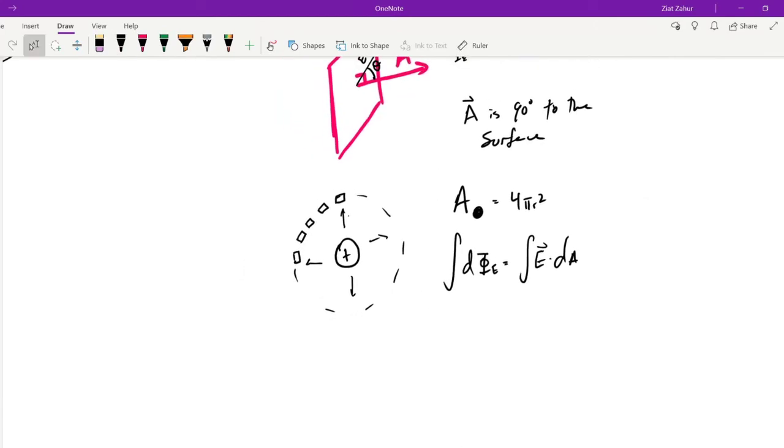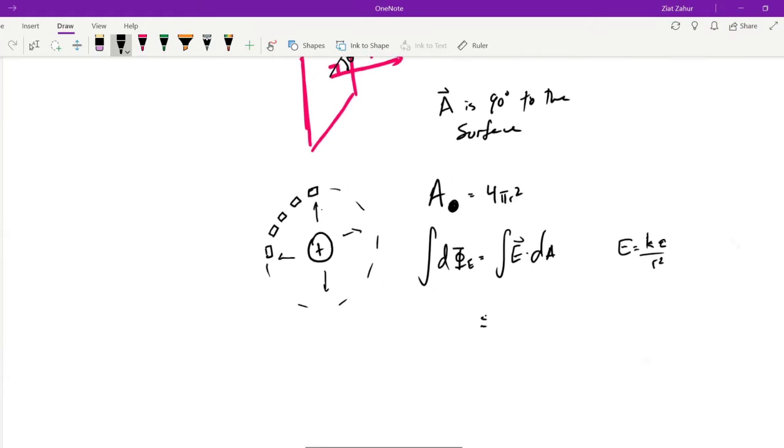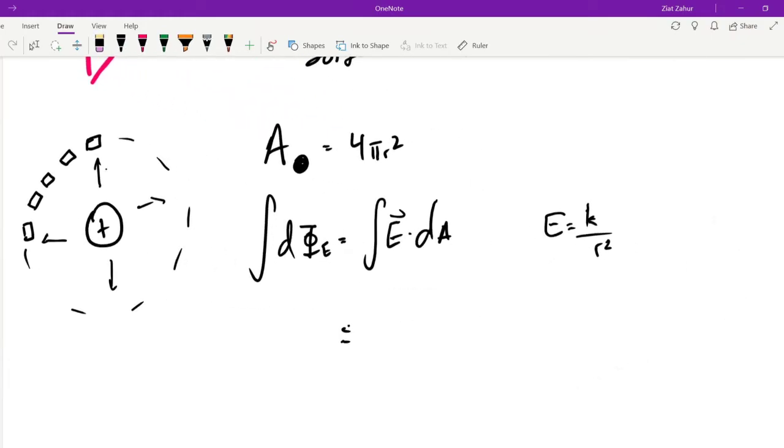Then from here, it's just trying to use some calculus. Let's see. We can get all of the area. E is equal to K times Q normally over R squared. Okay, and this is where you start using the other form of K.